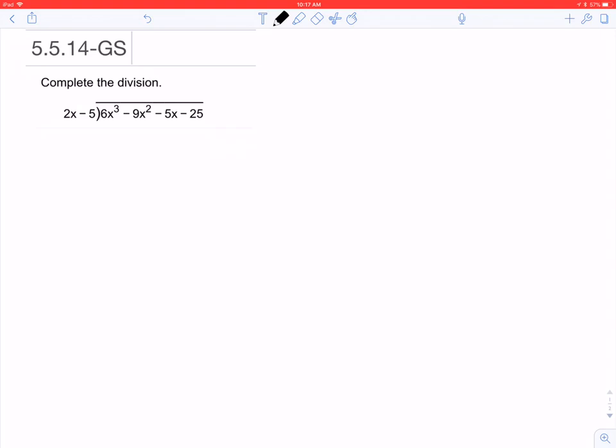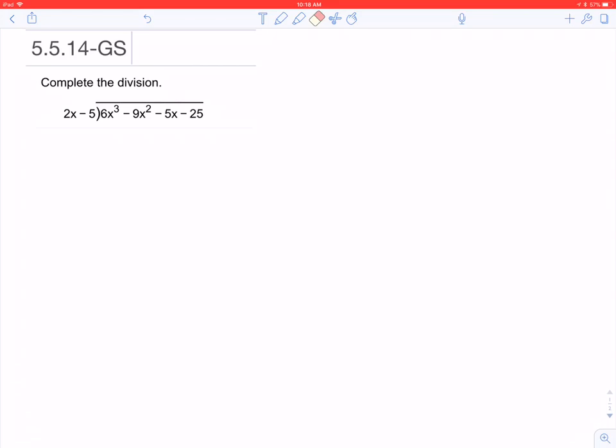This is Beautiful Mind. This question comes in about doing long division, so we're going to take a look at this. It says, complete the division. We have 2x minus 5 divided into this, okay? So notice that every exponent is accounted for, right? We have a power of 3, power of 2, power of 1, and power of 0. So all the exponents are accounted for, and we're clear to go, okay?